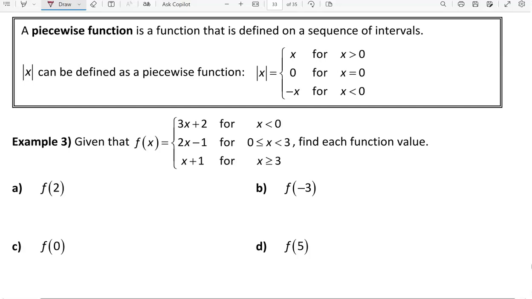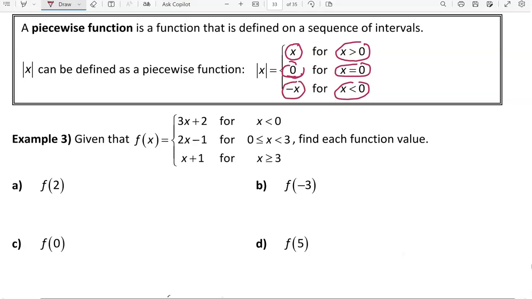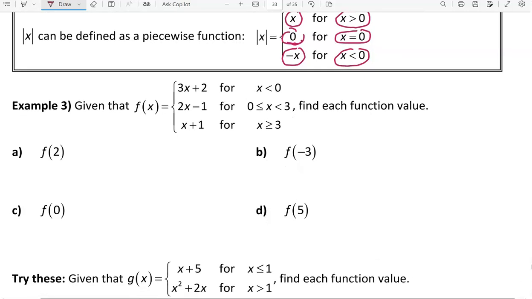For instance, the absolute value treats different numbers differently. So if I take the absolute value of a number, and that number is greater than 0, I don't do anything to the number. That is to say, when I take the absolute value of a positive number, it's just the same number. When that number is 0, the absolute value is equal to 0. And then when that number is less than 0, that means a negative number, I take its opposite to get the absolute value. So that is one function that can be defined piecewise.